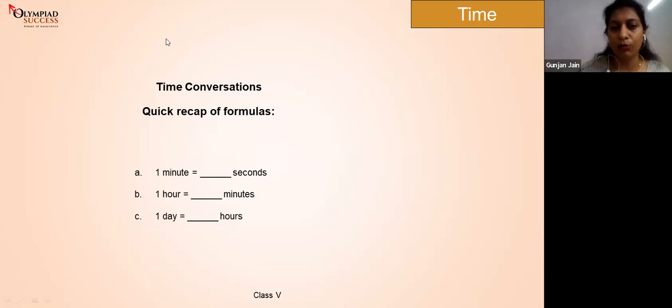Now part B: 1 hour is equal to how many minutes? Very good. Everyone is correct. Now change your chat settings so that you send it to me only, not to everyone. You people are sending your answers to everyone. You have to send it to me only, that means to Gunjan Jain. Okay. So 1 hour is equal to 60 minutes. That is also correct.